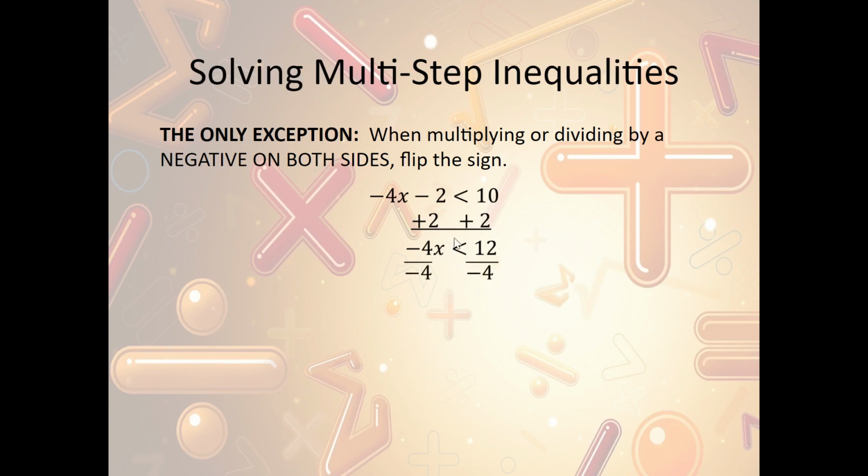So when we do that, we need to take this sign and flip it and go the other way. So we flip the sign, and we get negative 4 divided by negative 4 is 1, and 12 divided by negative 4 is negative 3. So we get x, and now we flip the sign, so it says greater than now, negative 3. So anytime we multiply or divide both sides by a negative number, we're always going to flip the sign.